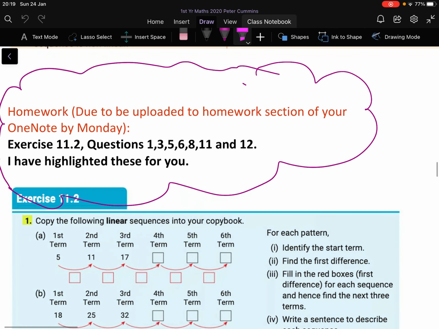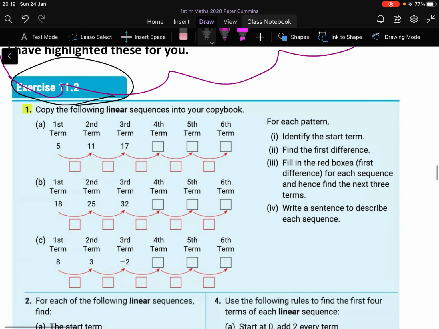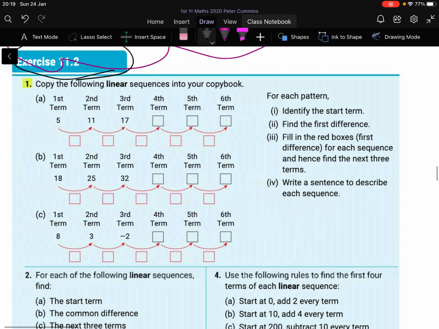So it's 11.2. So we're in this exercise here, and I highlighted this for you last week. So we're going to go through a few of these, and then I'll let you correct it yourself. So for question 1 then, what they're asking you to do: identify the start term, find the first difference, fill in the red box, and write a sentence to describe each sequence.